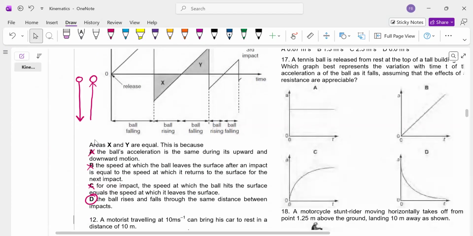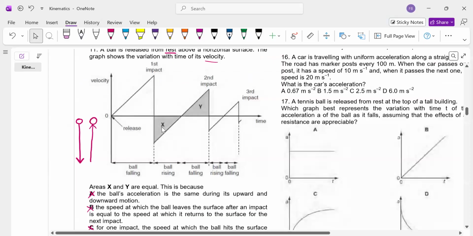Because equal area means equal displacement. Because you are taking the velocity time graph. So the area of velocity time graph gives you displacement. Whenever you have a question like this, you need to firstly check the area and the gradient, what you are getting, and what they are asking for.